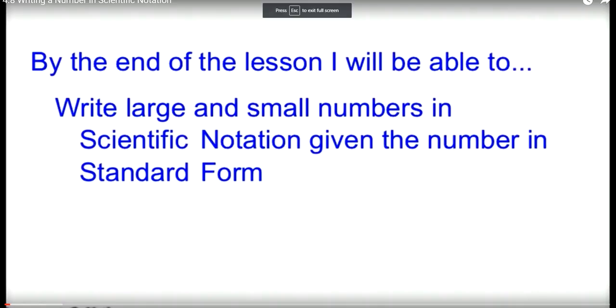By the end of the lesson, I will be able to write large and small numbers in scientific notation given the number in standard form.